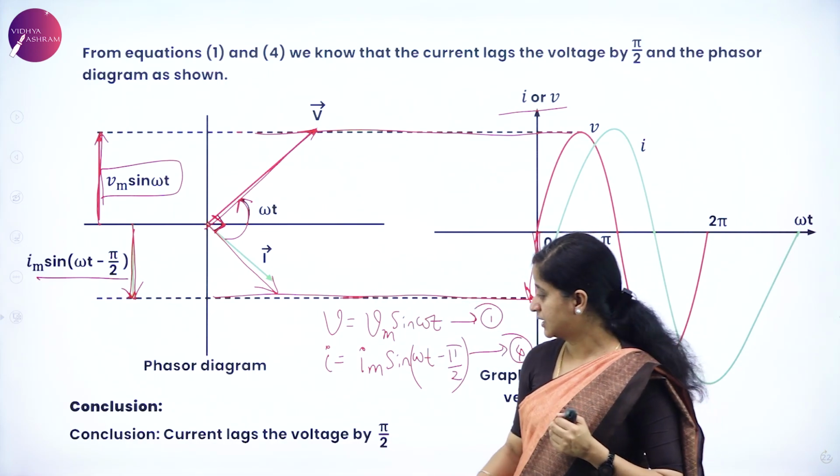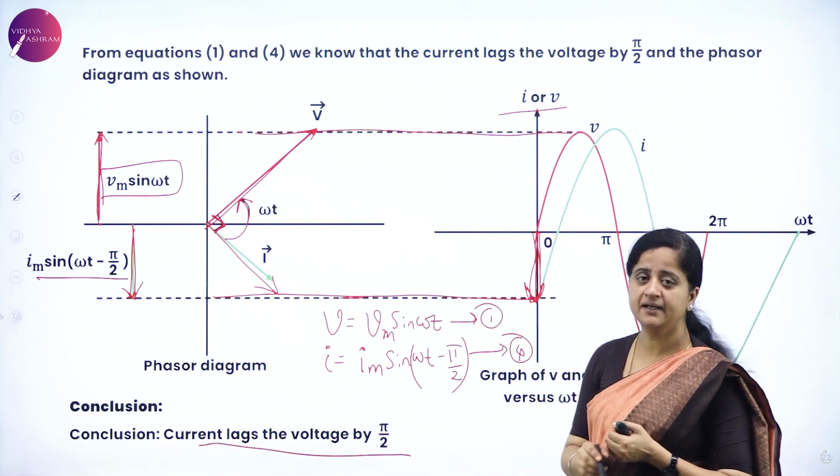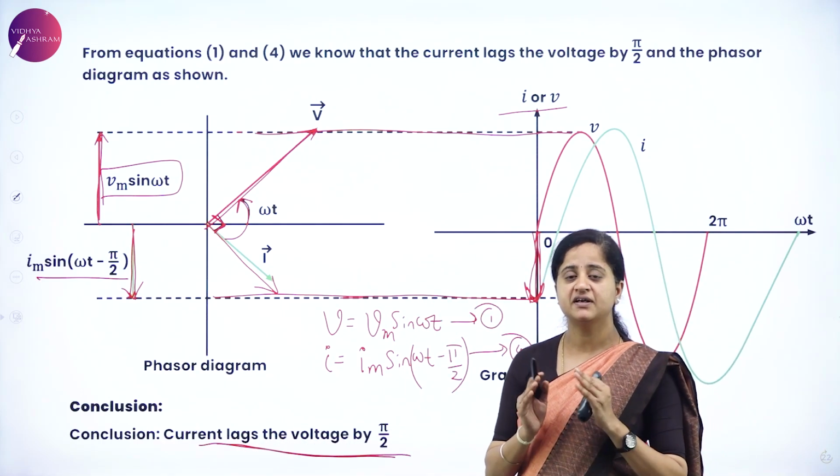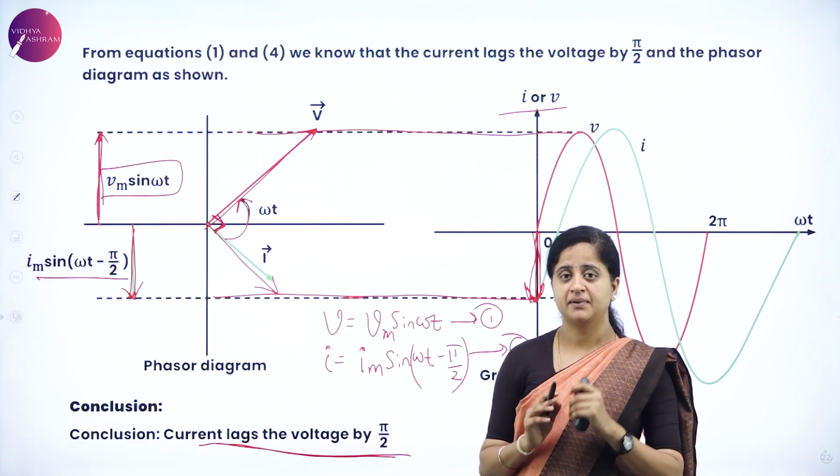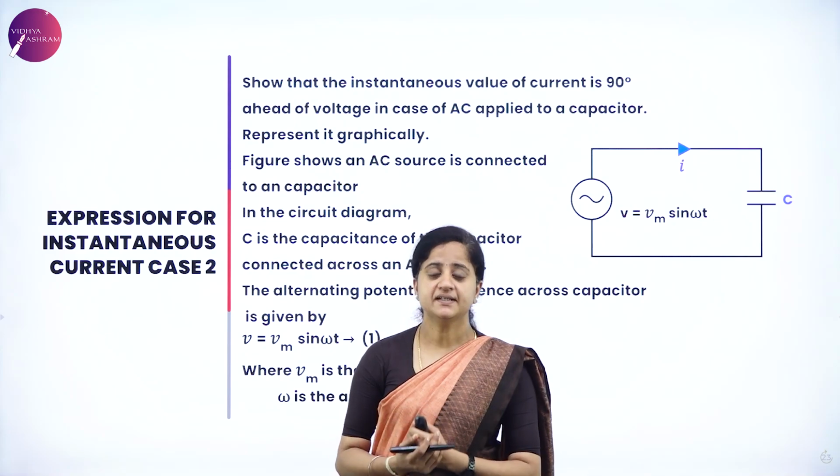So what is the conclusion? The current lags the voltage by pi by 2, which means there is a phase difference between the voltage and current. The current is behind the voltage by 90 degree. So let us see the next case now.